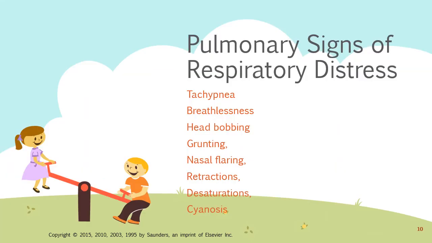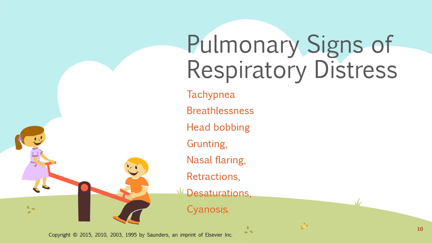Next, we'll consider the pulmonary signs of respiratory distress. First, we're going to talk about tachypnea, or rapid respiratory rate. Rapid respiratory rate is seen in small children, especially when they have a fever. The higher the fever, the higher the respiratory rate. Once the fever is treated, if the child doesn't have underlying lung disease, then the increased respiratory rate should go away.